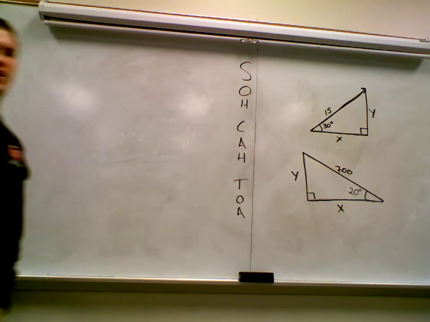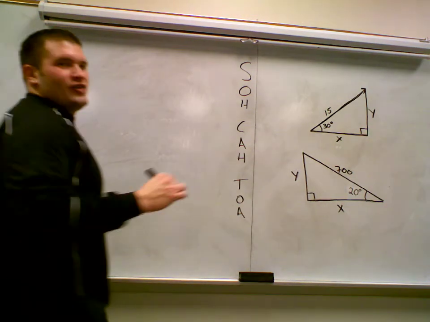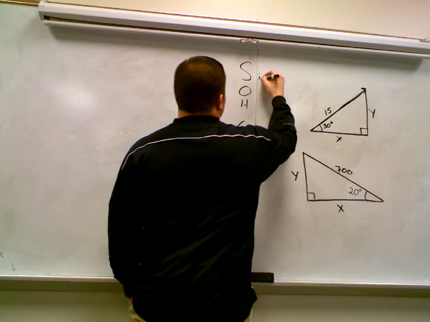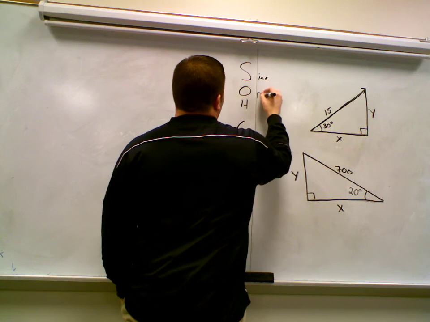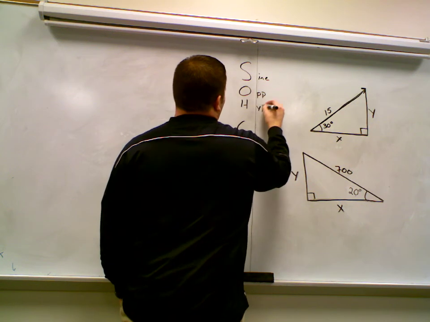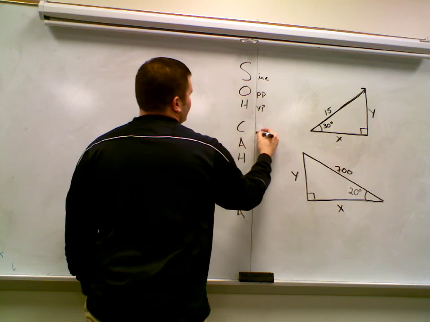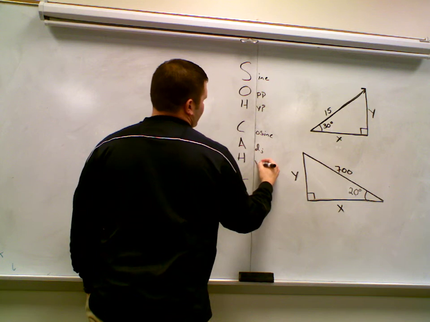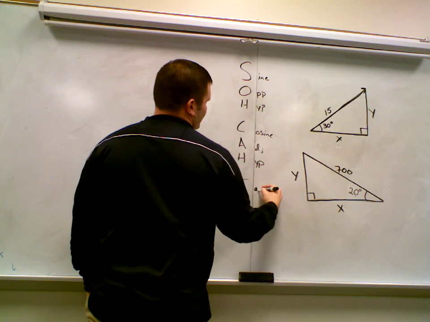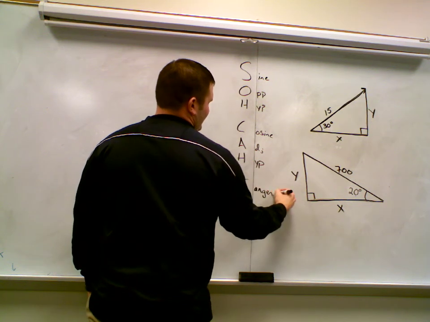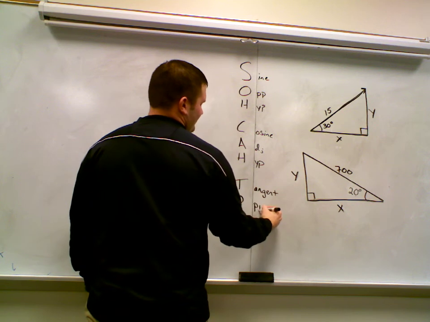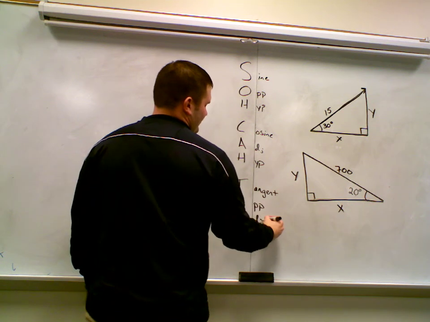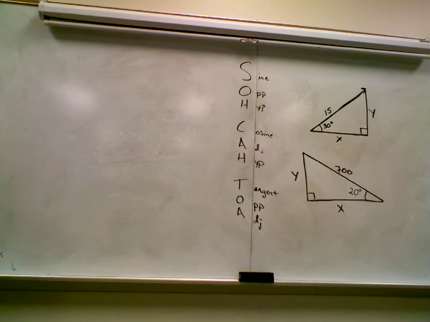So, SOHCAHTOA. You know what the S stands for? That means sine, and it's opposite over hypotenuse. Cosine, adjacent over hypotenuse. Tangent, opposite over adjacent. So, sine is opposite over hypotenuse. Cosine is adjacent over hypotenuse. Tangent is opposite over adjacent.